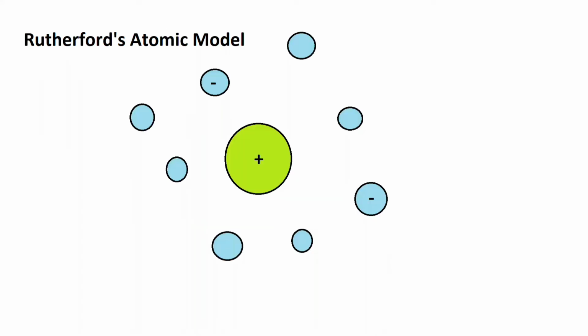Now, following his experiment, he created Rutherford's atomic model, and it showed the pit or nucleus with a positive charge in the center, and then it got orbited by negatively charged electrons.